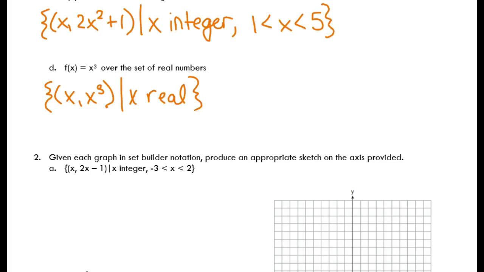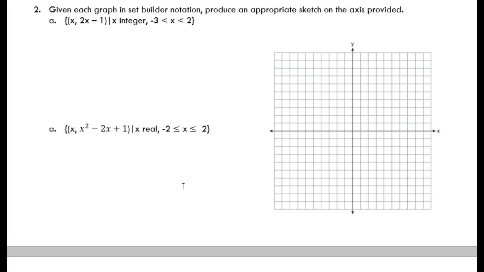Alright, and number 2, given each graph in set builder notation, produce an appropriate sketch on the axis provided. So this time they give you the function in set builder notation, and we have to graph it. And this is where our calculator is going to help us big time, especially with the domain restriction, because we'll need to know where to start and stop.